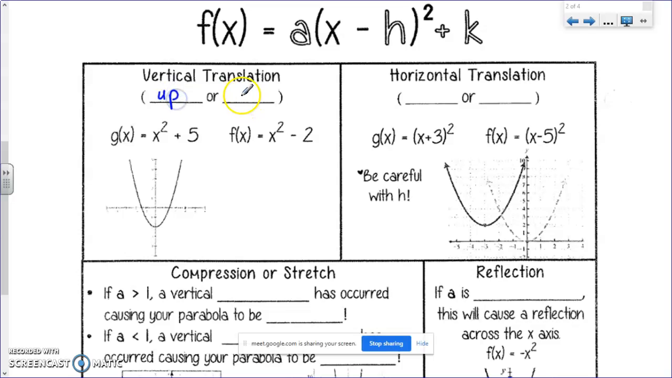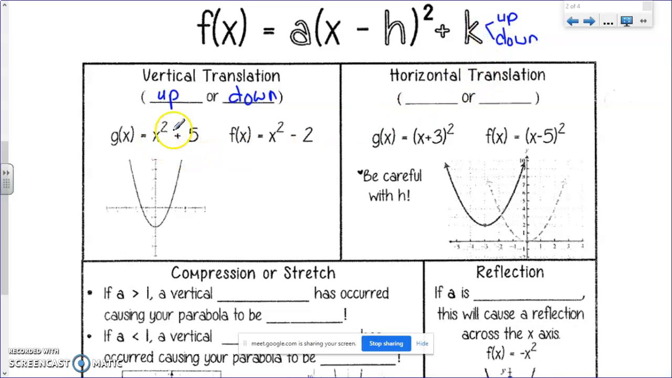Okay, so if you have a vertical translation, that vertical is up or down. So if you look at this problem, what's changed here? Has the h changed, the k, or the a? The k. So the k is my vertical transformation. It tells me up and down.